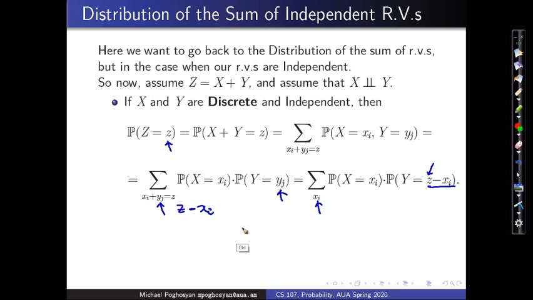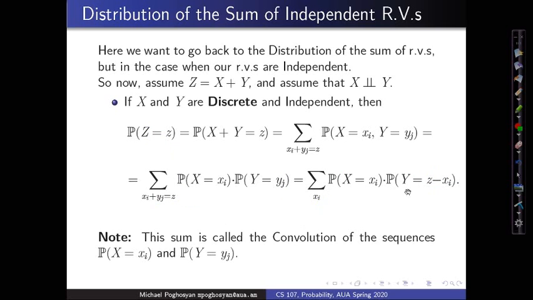Okay, and one note here. The note is that this sum is called the convolution of sequences, of this sequence and the probability that y is equal to yj.